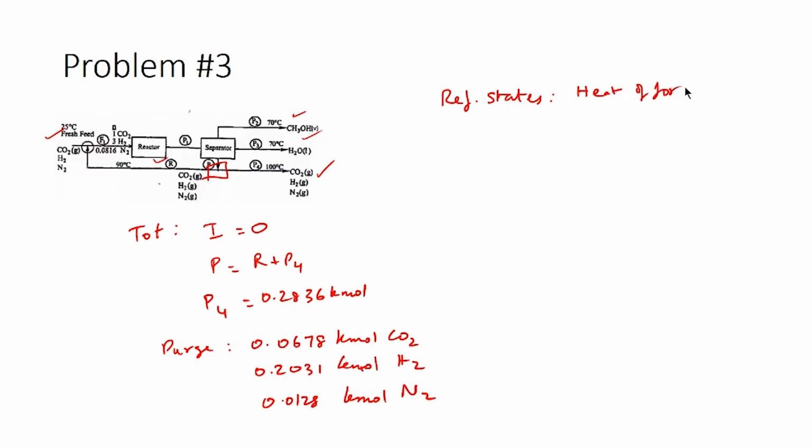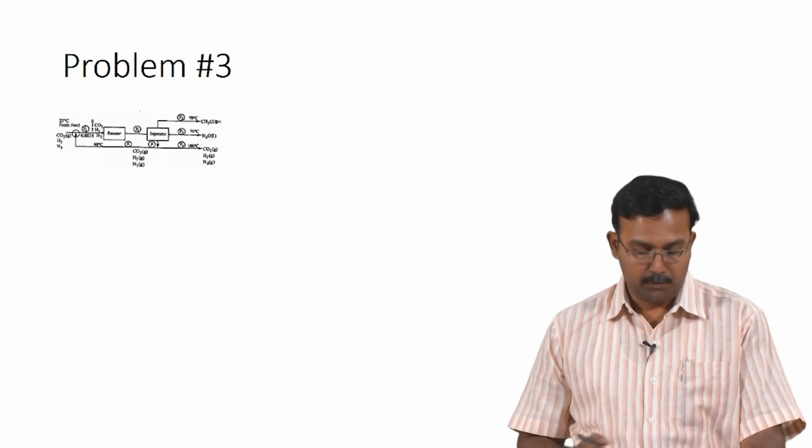For the heat of formation method, the reference states have to be elements as they appear in nature at 25 degrees Celsius and 1 atmosphere. So, this means the reference states can be carbon solid, hydrogen gas, oxygen gas and nitrogen gas, all at 25 degrees Celsius and 1 atmosphere. Now that we have taken this as the reference state, we have to build the enthalpy table. So, let us build the enthalpy table for the overall system.